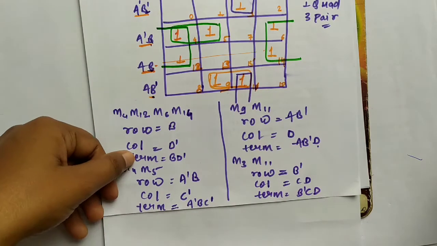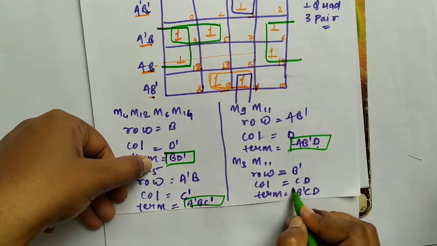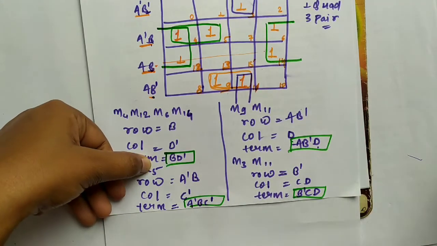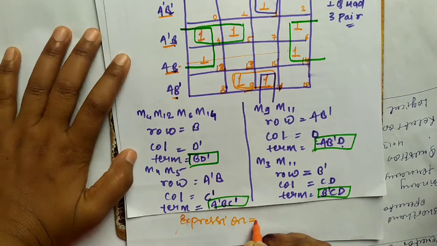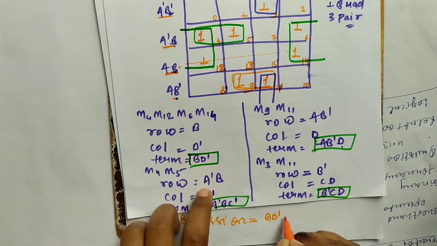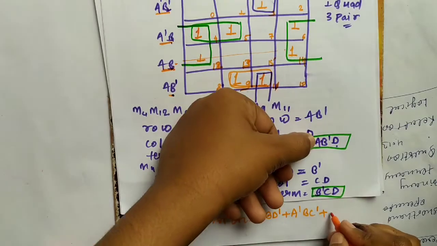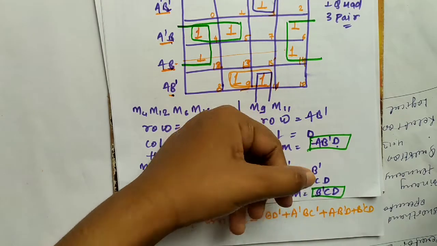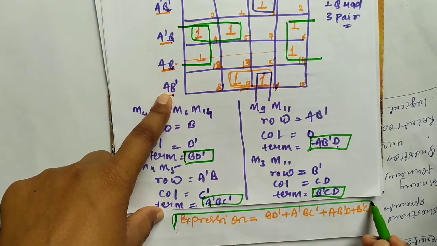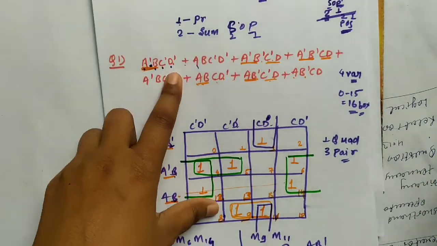So here are the four terms. The expression is equal to BD dash plus A dash BC dash plus AB dash D plus B dash CD. This is the answer to that question.